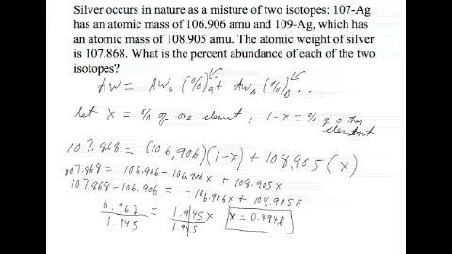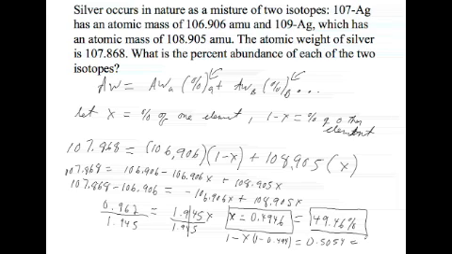So if this is 0.4946, you know that this number represents 49.46% of the element, whichever x is, and the other one is going to be 1 minus x, which is going to be 1 minus 0.4946, which is equal to 0.5054, which translates into 50.54%.